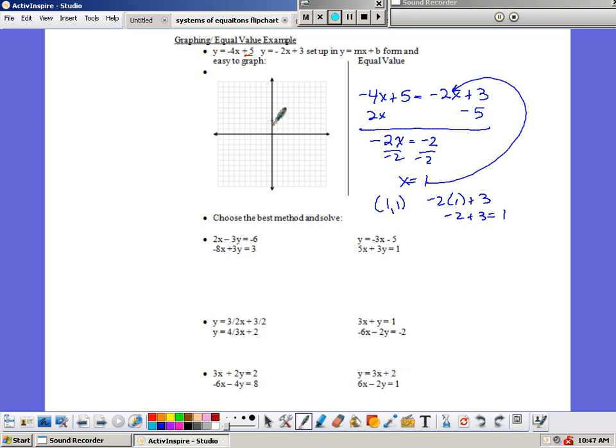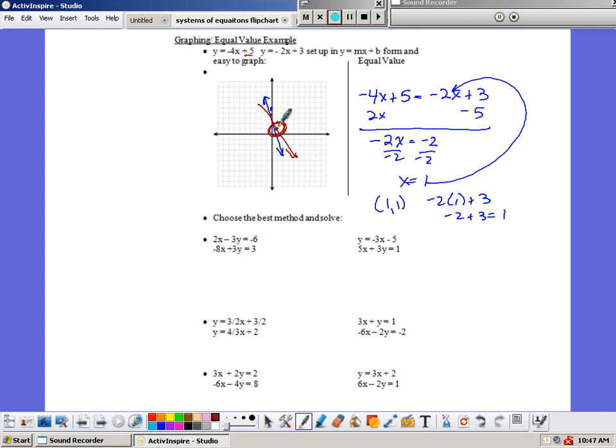So let me do it again. 1, 2, 3, 4, 5. Down 1, 2, 3, 4, and over 1. 3. Down 1, 2, 3, and over 1. So I'm supposed to be getting across at 1, 1.